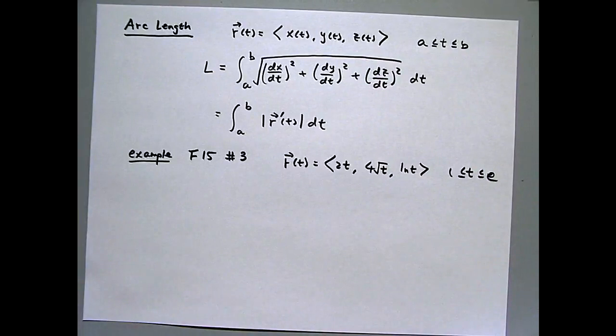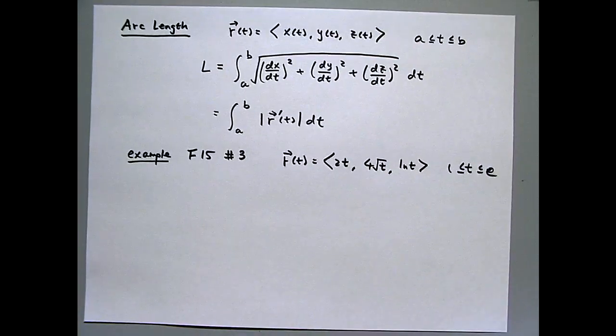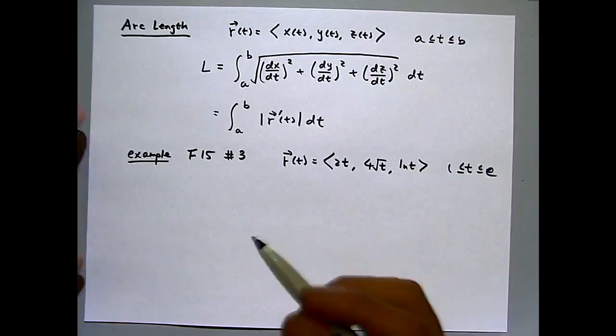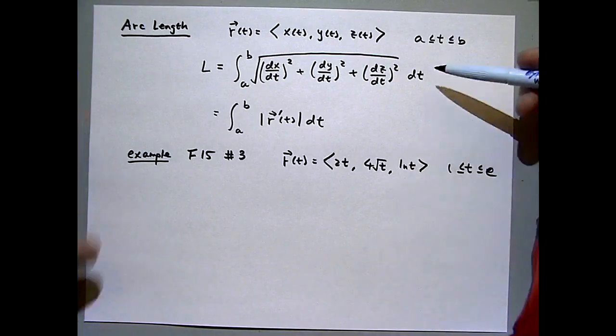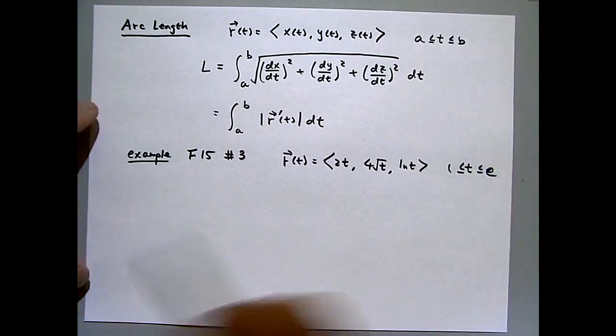Here we're looking for the length of that curve from t equals 1 to t equals e. And this should be one of those problems that if it shows up, you should be able to get it right. This is very straightforward. There's nothing tricky about it. If you know the formula, this should be a slam dunk.